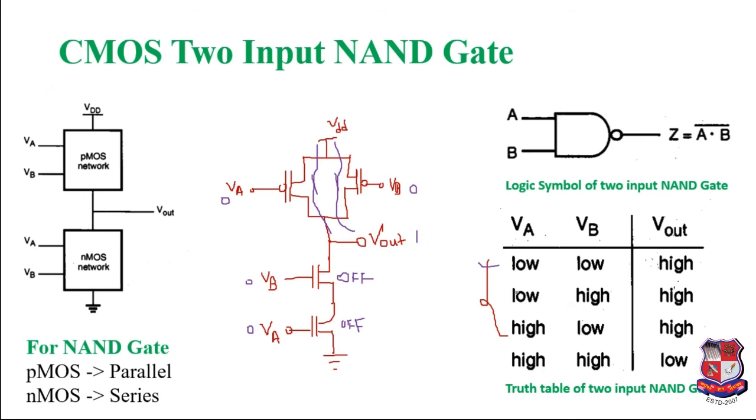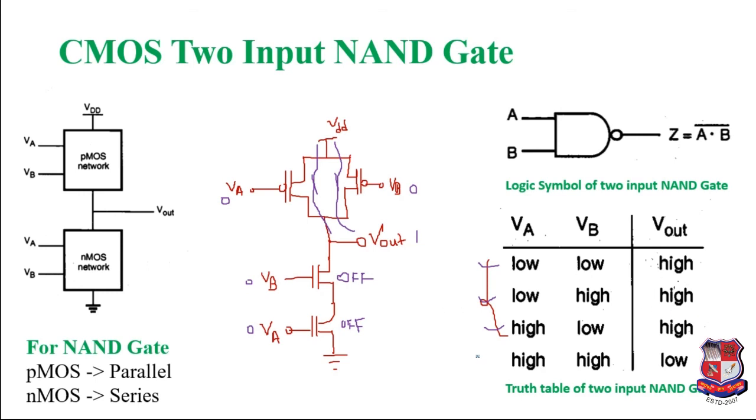Similarly, if one of the inputs is logic 0 and another one is logic high, as the PMOS are in parallel, there is a path through either VA or VB. But if one of the inputs is logic high and another input is logic 0, there is an open circuit path from Vout to ground, and therefore the output cannot become 0. So in all these cases, the output is logic high.